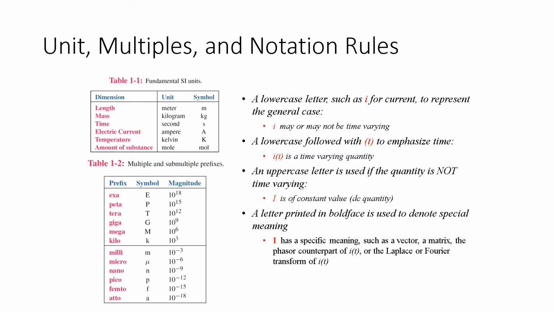We use an uppercase letter if the quantity is not time varying. So specifically, we use uppercase I if there's a constant value, so current always equals 3 amps. That's another way of doing it. And then a letter printed in boldface is used to denote special meaning. So bold I has a specific meaning, like a vector or a matrix or a phasor counterpart. And we'll get to that when we get to AC analysis. So when we're doing Laplace or Fourier transforms, that might come into play as well for i(t).